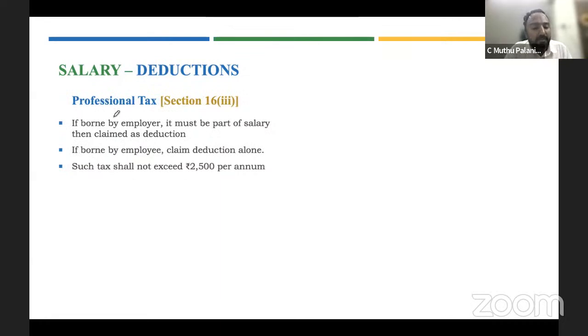And then professional tax. In case it is borne by the employer, it must first be part of salary, then claimed as deduction. Which means if the employer is paying 2,000 of professional tax, it will first be added at the top as salary and then claimed as deduction. In case it is borne by the employee, it can be claimed as deduction alone. So these are the differences. If it's the employer, add up, then deduct below. If it's the employee, nothing needs to be done at the top, just deduct. However, the maximum benefit of professional tax is 2,500 per annum, and nothing more than that.